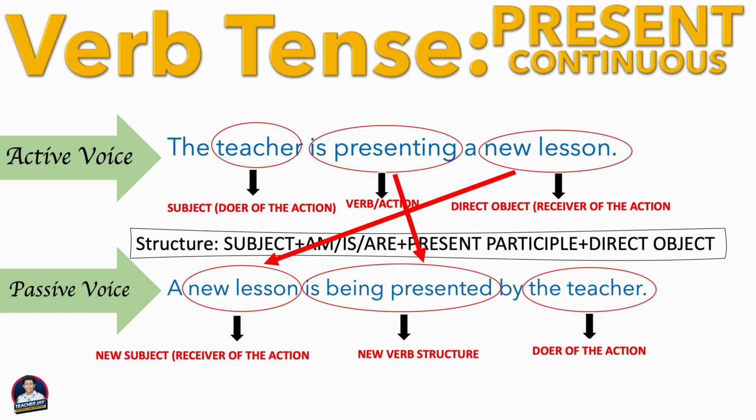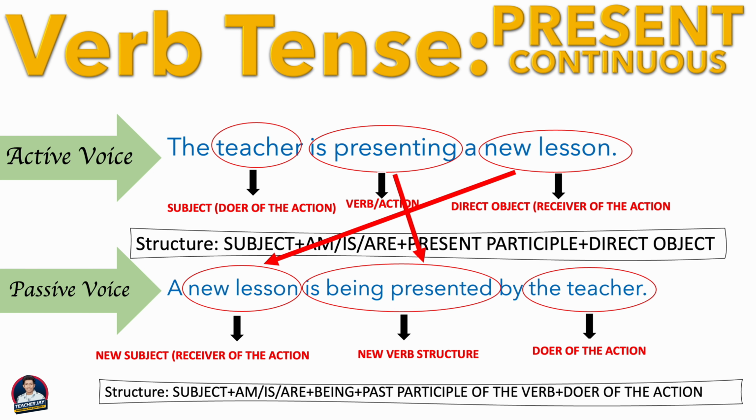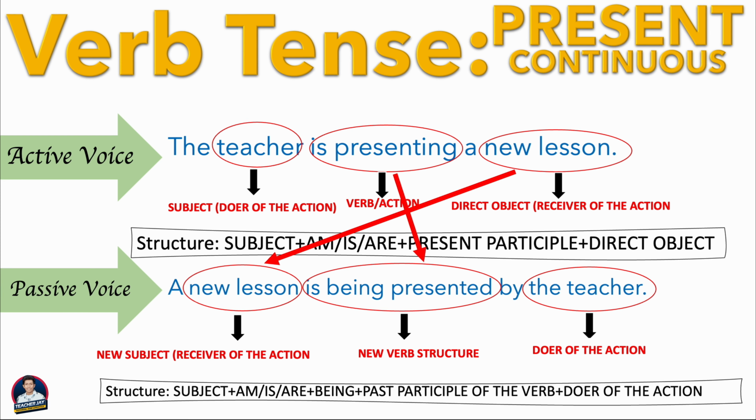And there is a new verb structure. In this example, we use the structure subject plus am or is or are, depending on your subject, plus the word being, plus the past participle form of the verb. Presented is the past participle form of the verb present, plus the doer of the action, which is by the teacher.